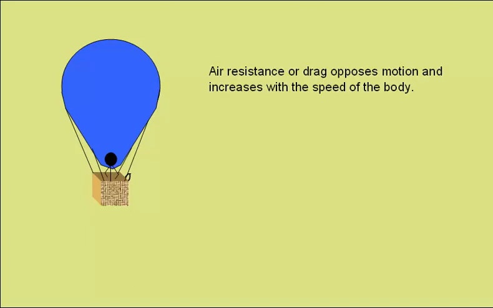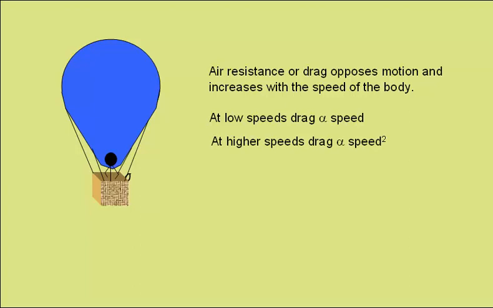First, we need to know that air resistance or drag always acts in a direction to oppose motion, the same as any frictional force, and it increases with the speed of the body. At low speeds, drag is directly proportional to speed, as in if we double the speed, we double the drag, and so on. At higher speeds, drag becomes directly proportional to speed squared, so at higher speeds if we double the speed, we get 4 times the drag, treble the speed, 9 times the drag, and so on.